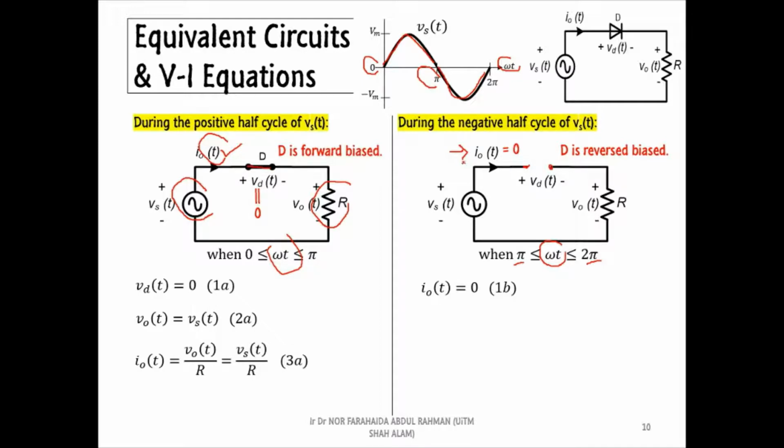Furthermore, since there is no current flowing in the circuit, therefore, the output voltage is also equal to 0. Lastly, by applying KVL, we can obtain the voltage equation of the diode.